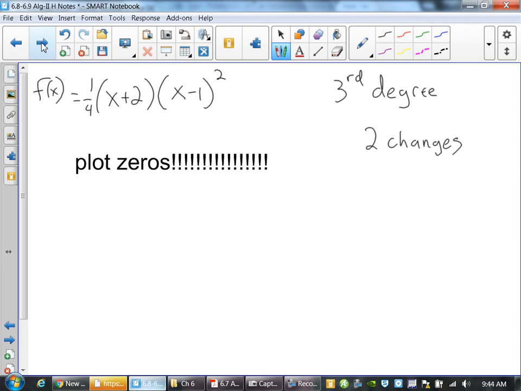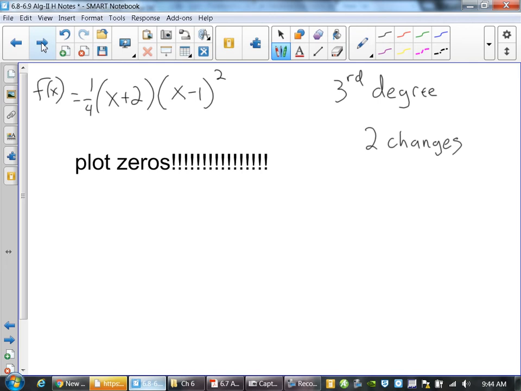What we're looking at here is we're going to be able to plot this with our tails via zeros. And then I'm going to show you how we're going to figure out these relative maximums and relative minimums on the calculator. So the first thing we do is our rough sketch.